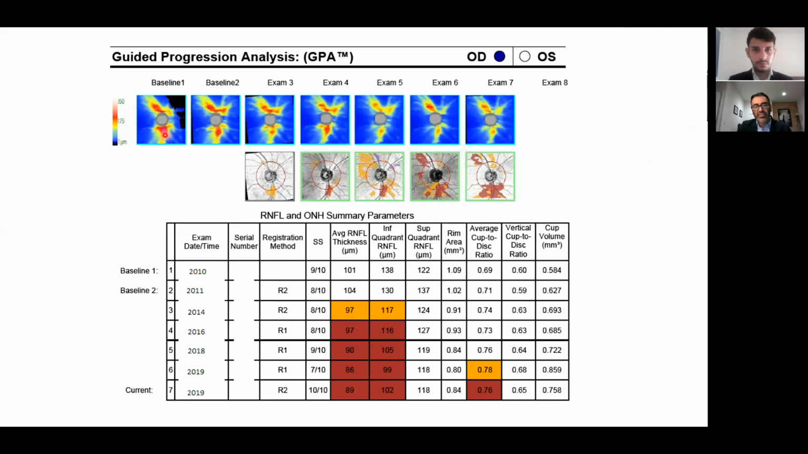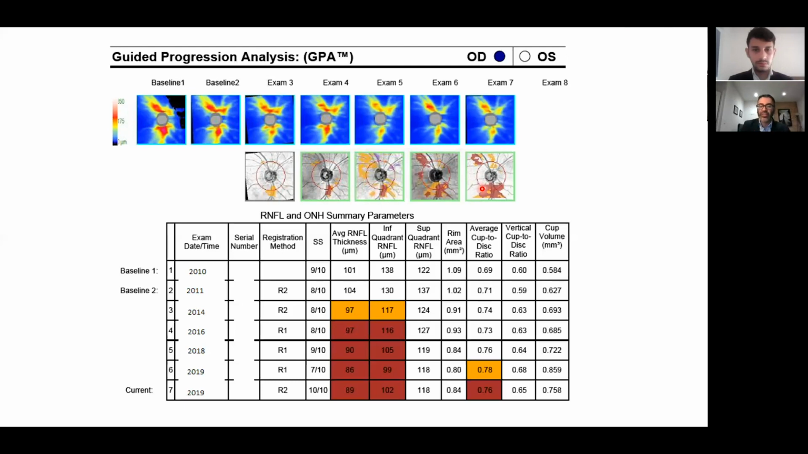You can actually even see a difference between the first two baseline tests. It's not as robust in 2011 as compared to what it was in 2010. And as you move along here, particularly that inferior area, we do tend to see that, hey, you know what? I think we're getting a worsening of an inferior wedge defect. Another way to look at this data is by that deviation map, and you can see that, hey, in this particular spot, we are getting a worsening of that inferior thickness.